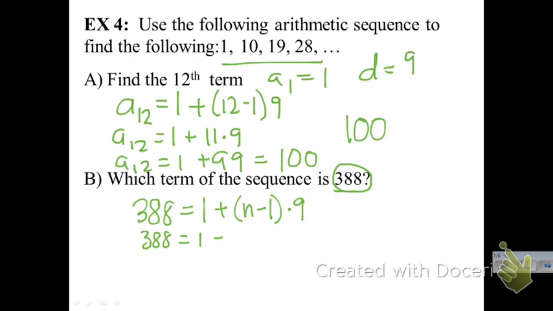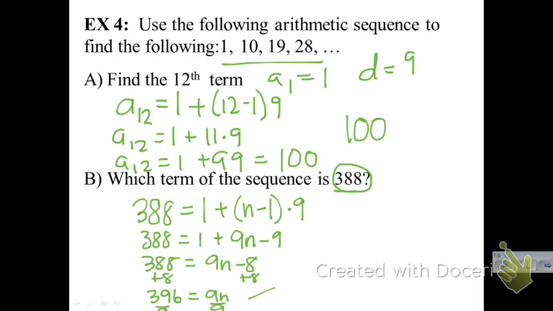And then we're going to solve this. 388 equals 1 plus distribute the 9, 9n minus 9. We're going to combine like terms. 1 plus a negative 9 gives us negative 8. Add 8 to both sides. We get 396 equals 9n. Divide by 9 on both sides. I ran out of room there. Divide by 9 and n gives you 44. So our 44th term in our sequence would give us 388.